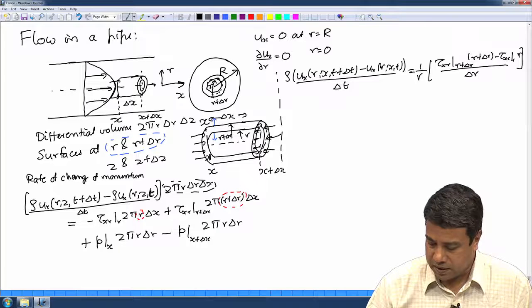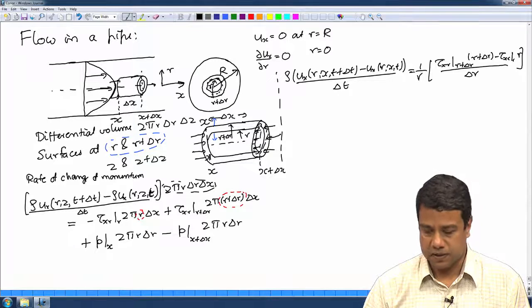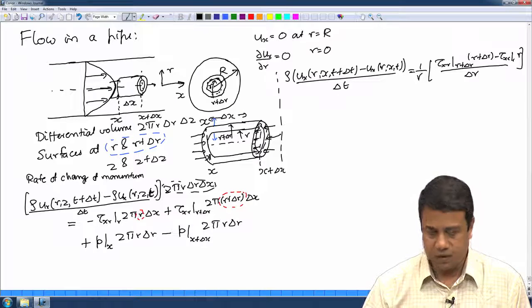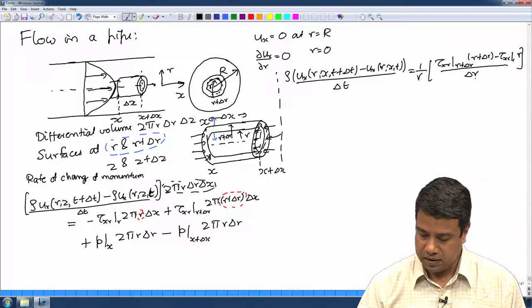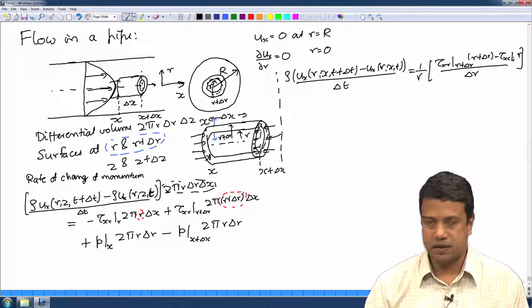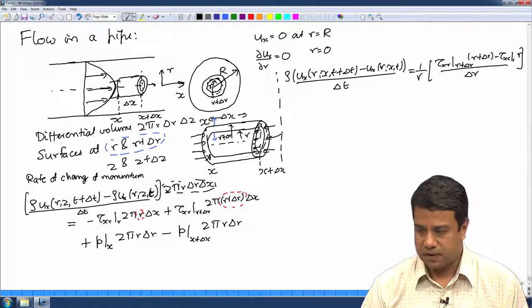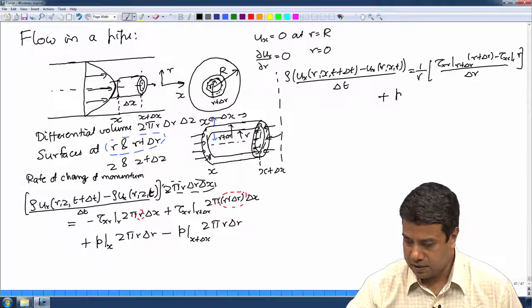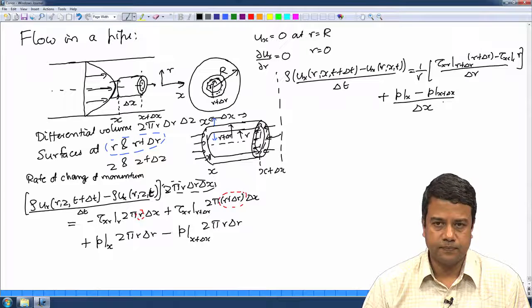When I divide by 2 pi r times delta x, the delta x terms will cancel out on both sides. 2 pi once again will cancel out on both sides. So, I will have a 1 over r and 1 over delta r times tau xr times r at r plus delta r minus tau xr times r at r. And in the second term, I will get plus p at x minus p at x plus delta x divided by delta x.